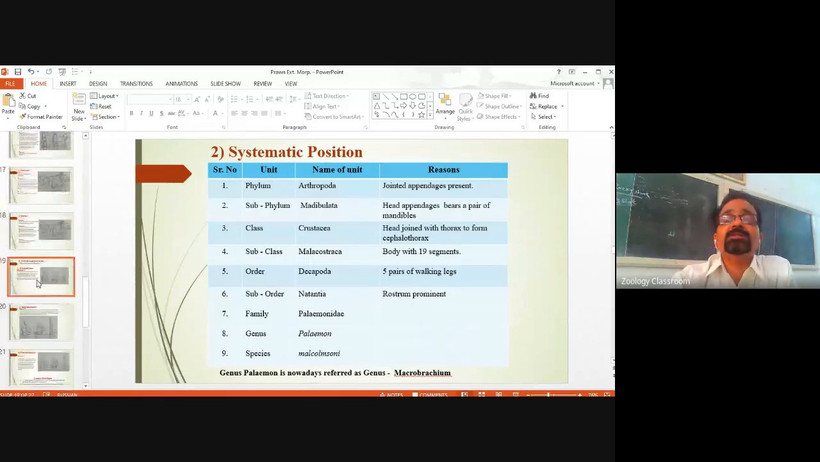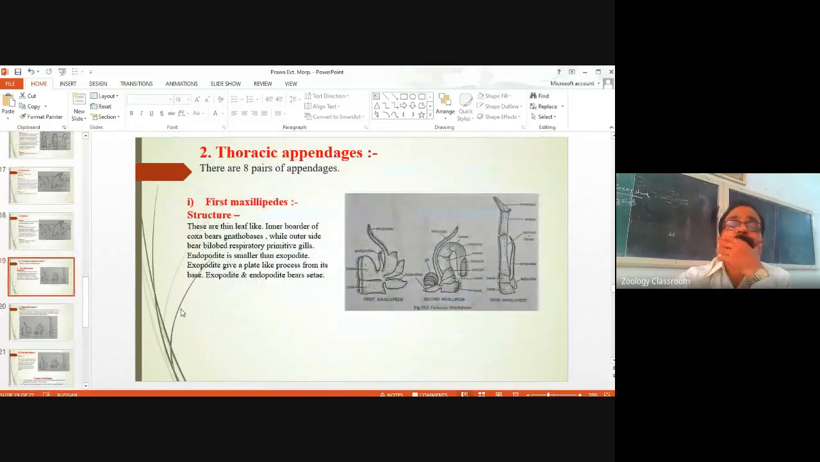Okay. The first pair of this maxillary bit. These are thin, leaf-like inner border of coxa. Now, this is the segment. Proximal segment is coxa, which is attached to the body. This is coxa. Bears gnathobase. See, this is the spiny structure, means gnathobase.